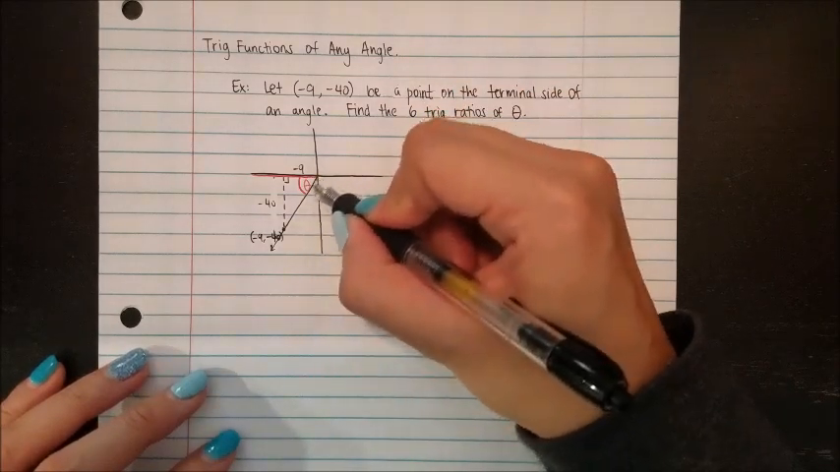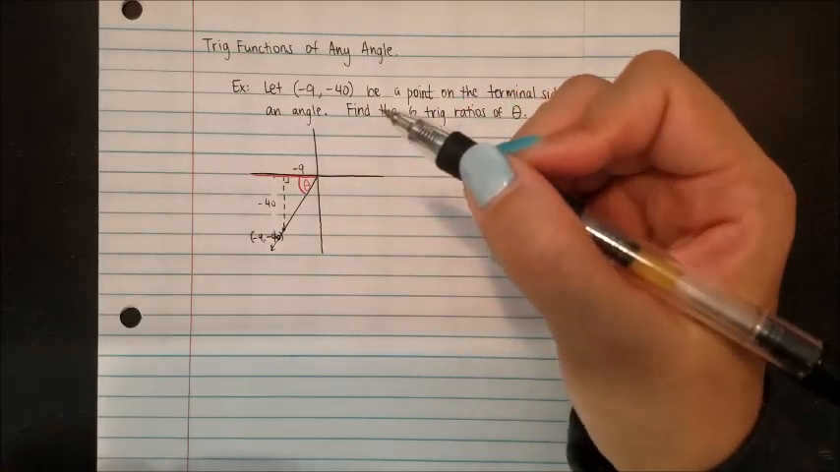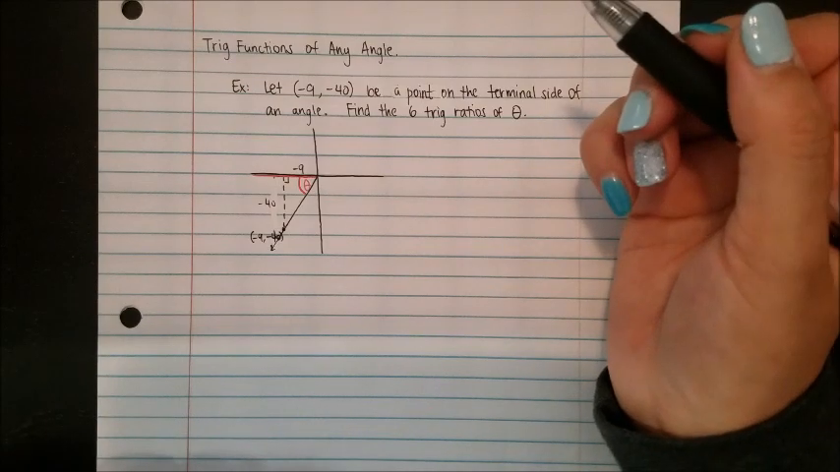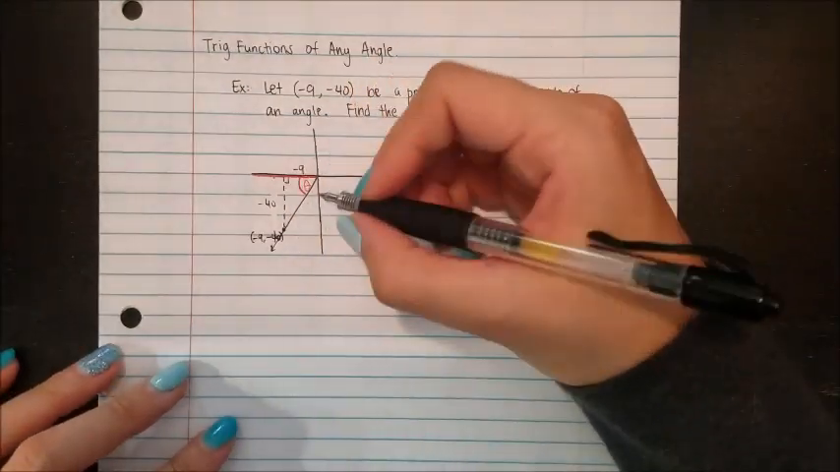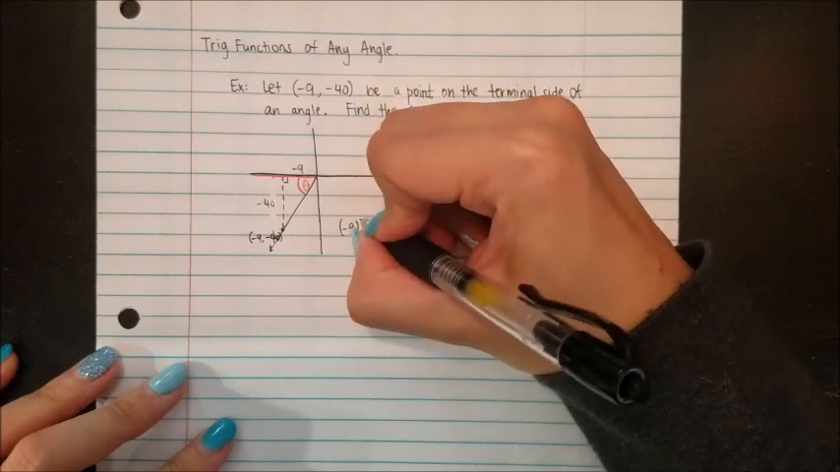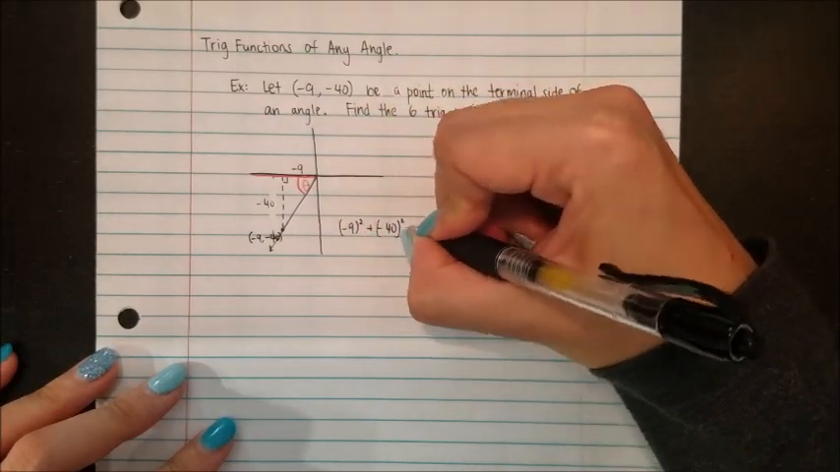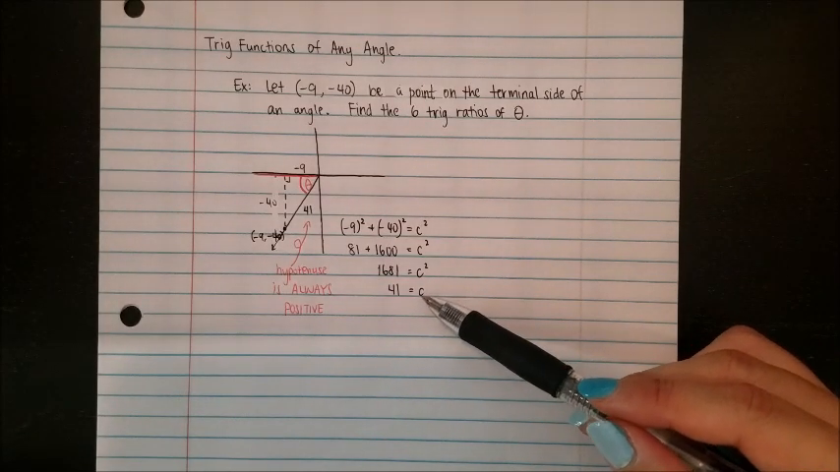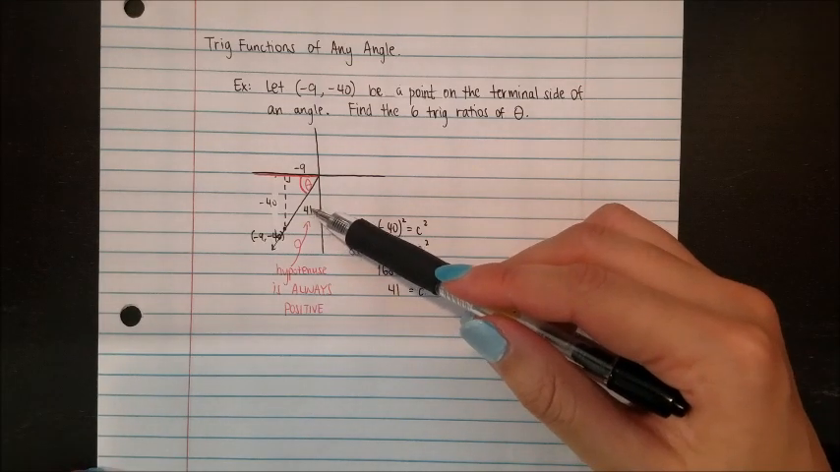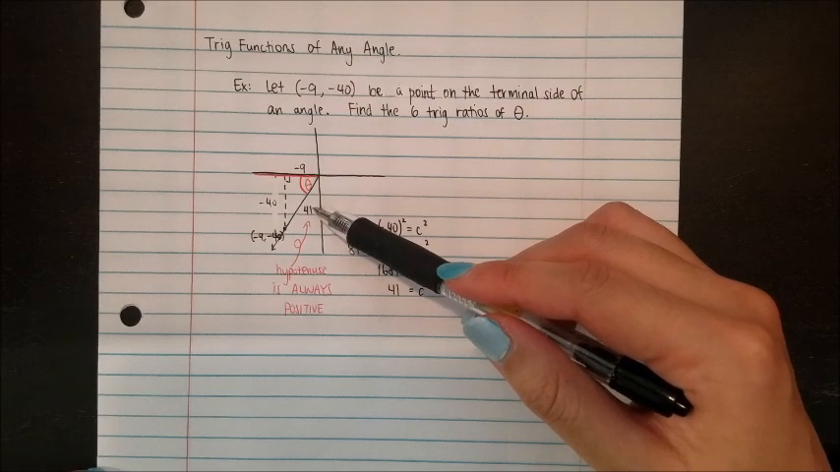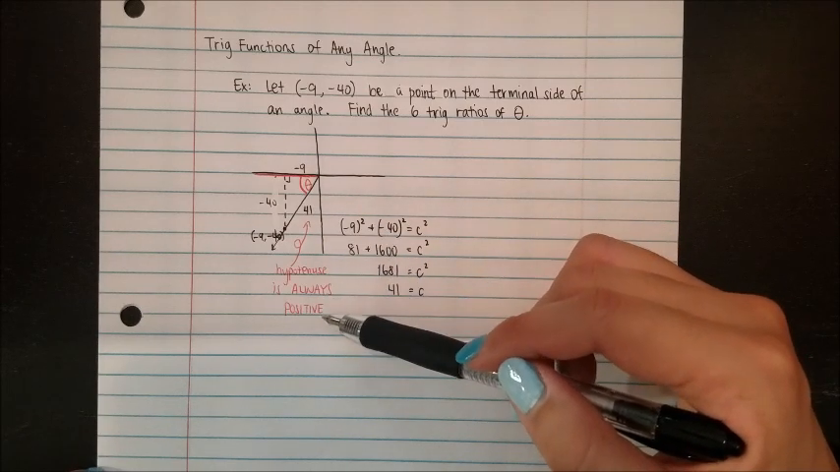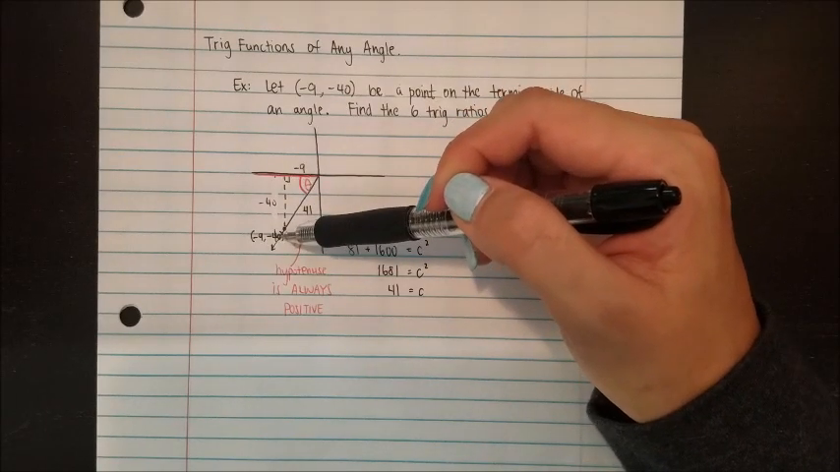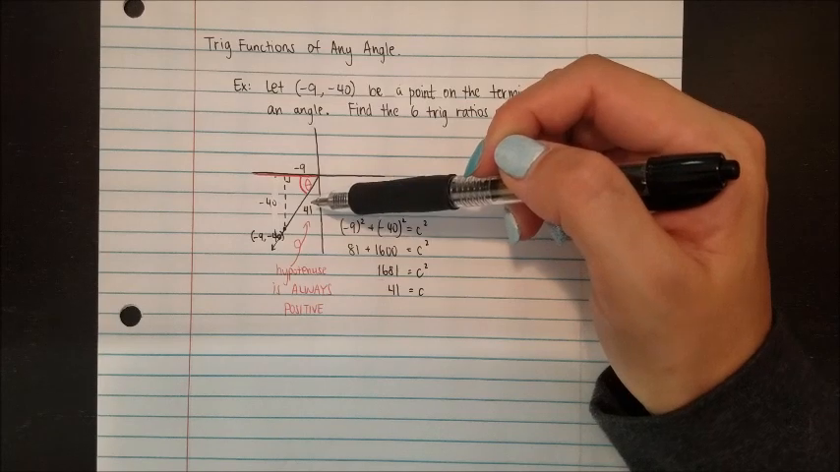And to find our 6 trig ratios, we also need the third side of our triangle in order to find our opposite, adjacent, and hypotenuse. So let's use the Pythagorean theorem to find our third side. So -9 squared plus -40 squared equals c squared. After doing the Pythagorean theorem, I got c equals 41. So our hypotenuse is going to be 41. Your hypotenuse is always a positive number. I know we just said your side lengths could be negative based on the coordinates that they give you, but your hypotenuse will always be positive.